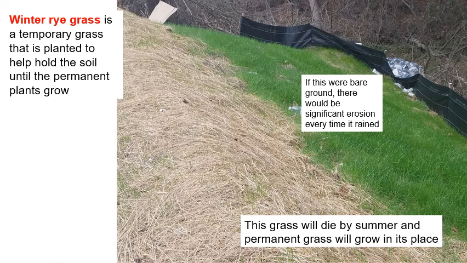That winter ryegrass is put there just to hold on to the soil before the regular plants can grow, because it's going to rain and water's going to move downhill. And if it does move downhill, it's going to take sediments over here to this stream, which goes right to the Chattahoochee River, which I don't want extra sediments in. So just by planting that grass, it will help hold the sediments in place. Now, summertime comes and that winter ryegrass will die. But by summer, then the regular grass has started to grow in.